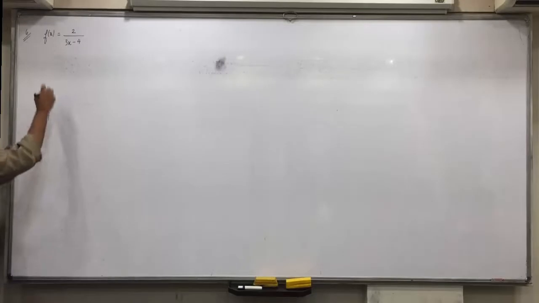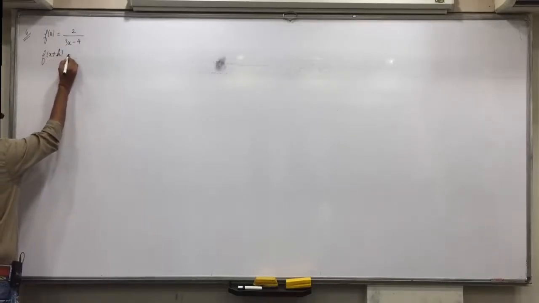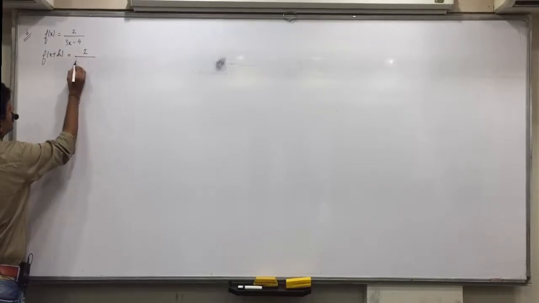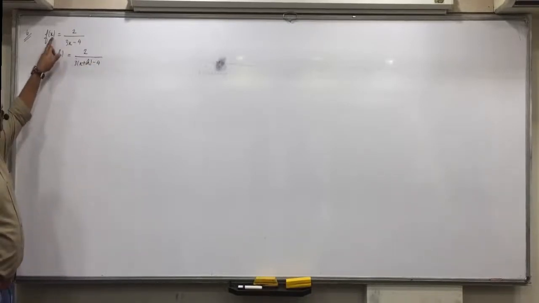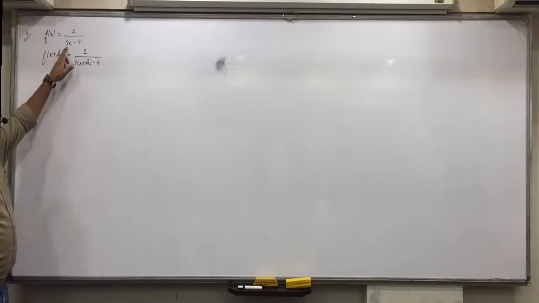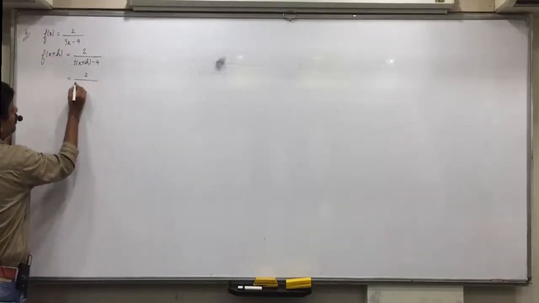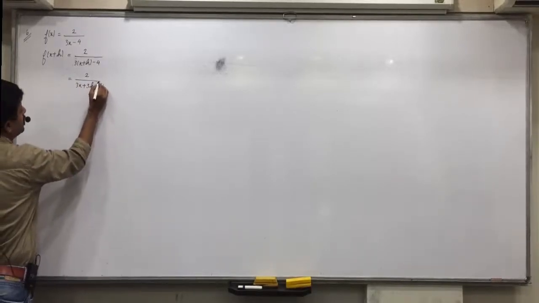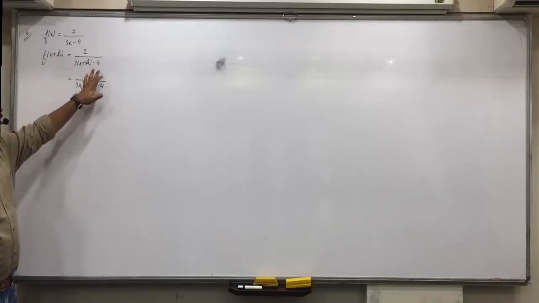So f(x plus h) is equal to 2 divided by 3(x plus h) minus 4. Yes, in place of x, we will put x plus h. 3 into x plus h minus 4. That is equal to 2 upon 3x plus 3h minus 4. Okay, if you open the brackets, 3x plus 3h minus 4.